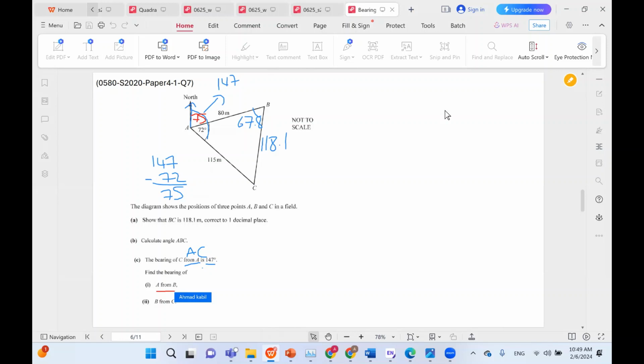Next, we want the bearing of A from B. So to get the bearing of A from B, you need to draw a north at the letter that follows the word from. So we have here from B. So we draw the north at B. And we want to move clockwise until we reach AB, not BC, because here the two letters we're dealing with are A and B. So the line we want is the line AB.